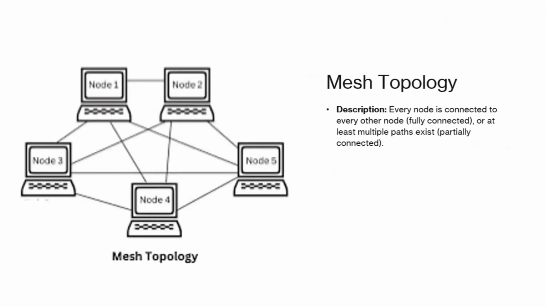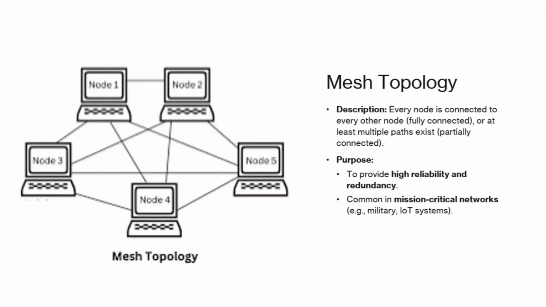We have the mesh topology. Every node is connected to every other node, fully connected, or at least multiple paths exist, partially connected. It provides high reliability and redundancy, common in mission-critical networks, that is, military and IoT systems. Its advantage is it is highly fault-tolerant with excellent performance, but the disadvantage is it is expensive and complex to implement.